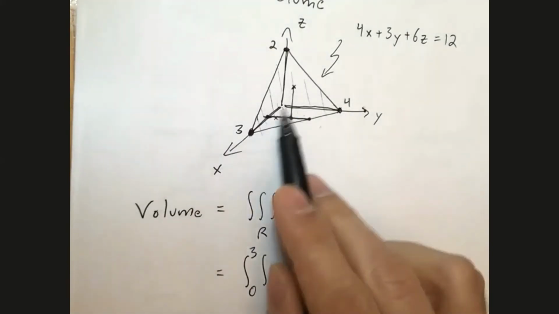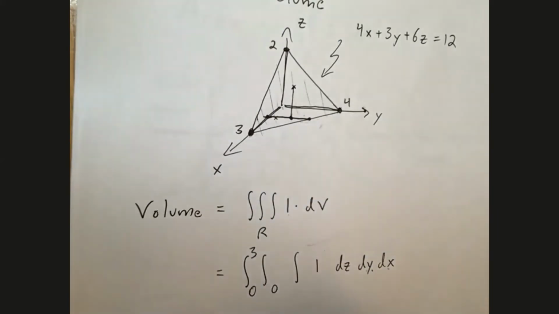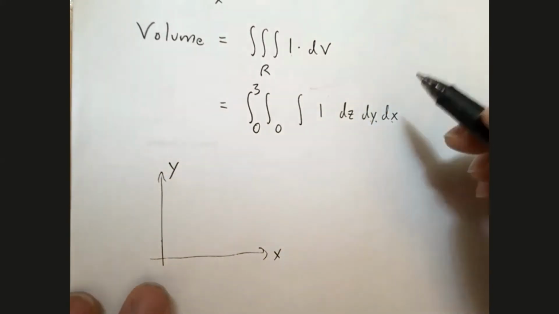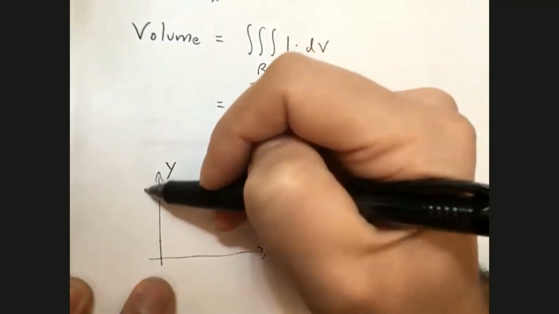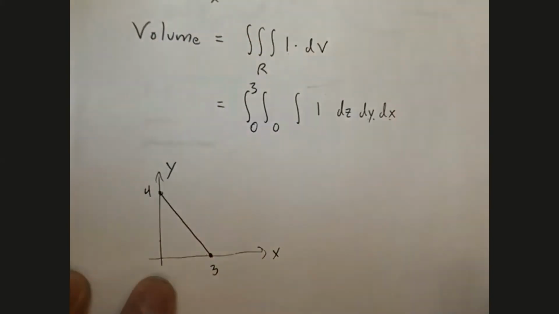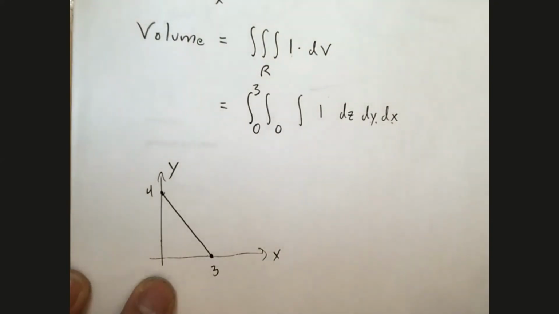So let's look at this graph in the xy plane. So let's just take it down here. X and y. And I'm just going to draw that line. It had y-intercept 4 and x-intercept 3. So that was the line that I was looking at. That's the same thing, just looking at it from above in the xy plane.